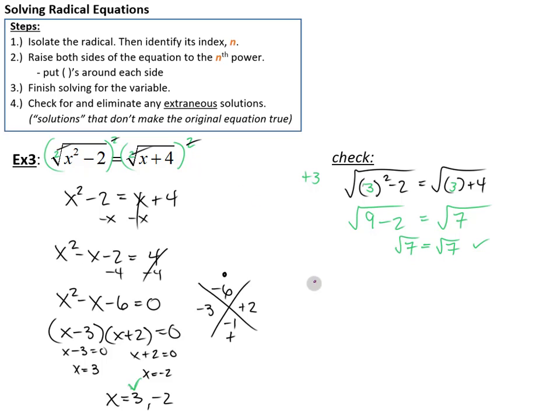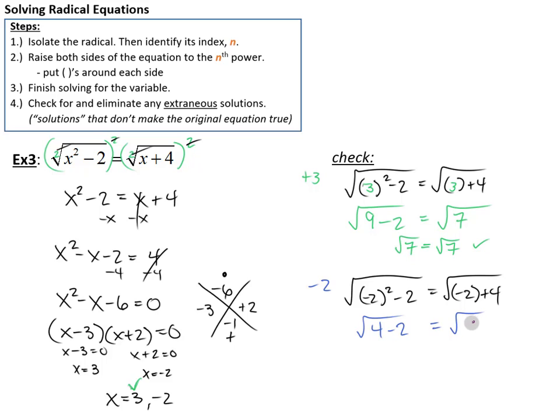Let's check -2. The square root of (-2) squared minus 2 equals the square root of -2 plus 4. Again, those parentheses are just where x was in the original equation, and this is just the value we're checking. It's not part of the equation. Let's see what we get. -2 squared is +4, and 4 minus 2 is 2. And -2 plus 4 becomes 2. And yep, the square root of 2 does equal the square root of 2. So that checks out as well.